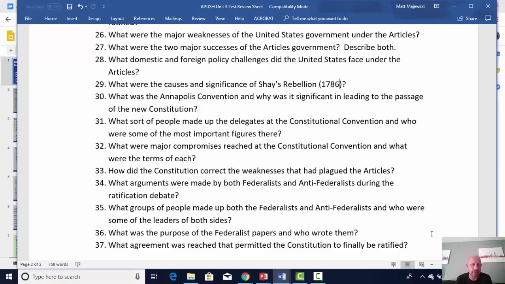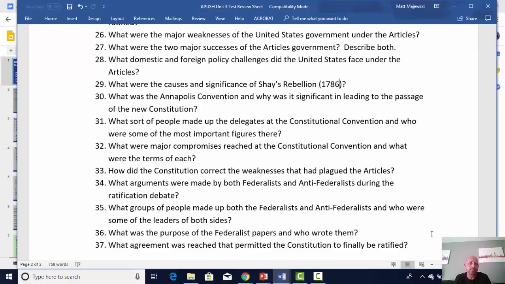What group of people made up the Federalists and Anti-Federalists, and who were some of the leaders? I already mentioned who made up them. The leaders of the Federalists are the guys that wrote the Constitution. So Madison, Hamilton, Washington was a Federalist, although he didn't speak very much on the matter. Leading Anti-Federalists were Thomas Jefferson and people like Patrick Henry, who thought that it gave the government too much authority.